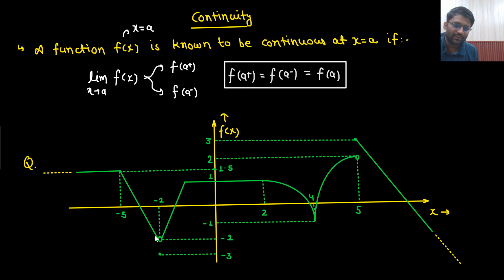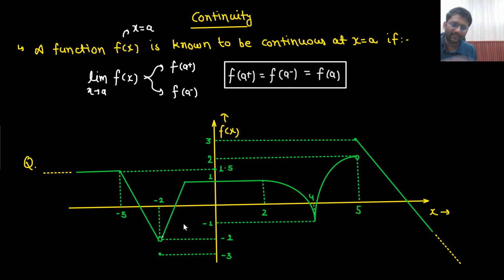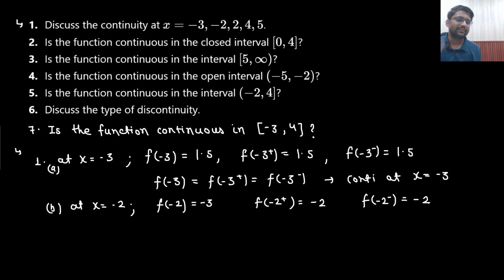And what is the value at minus 2 plus? Just after minus 2, sir, the value is nearly equal to minus 2 only. And just before minus 2 as well, sir, the value is nearly equal to minus 2 only. Just see it. Just before minus 2, this is the near value which is equal to minus 2. Just after minus 2, the value is nearly equal to this value only, which is minus 2. So these are the scenarios, sir.